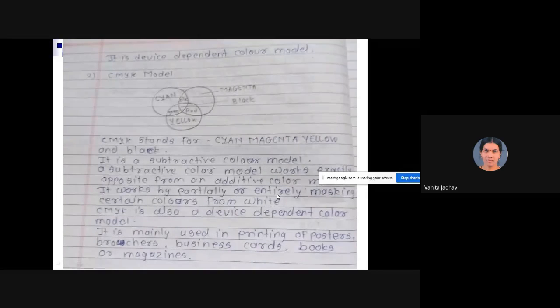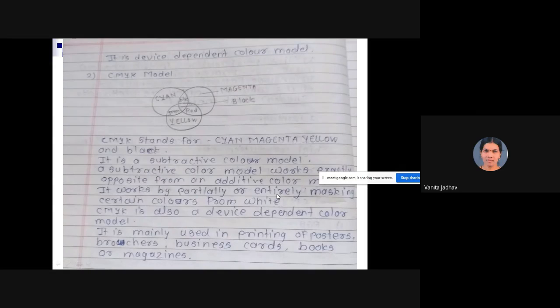Further, RGB is an additive model and CMYK is a subtractive model. Further, both are device dependent, and the last major difference is that RGB is used with devices which are using light, and CMYK is using ink.